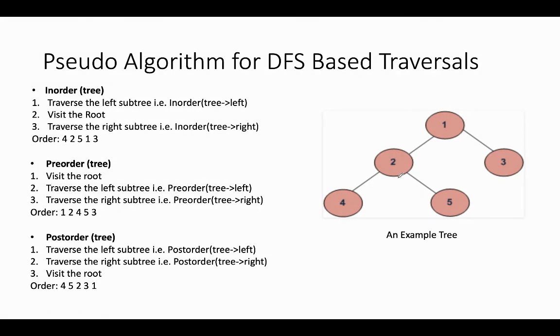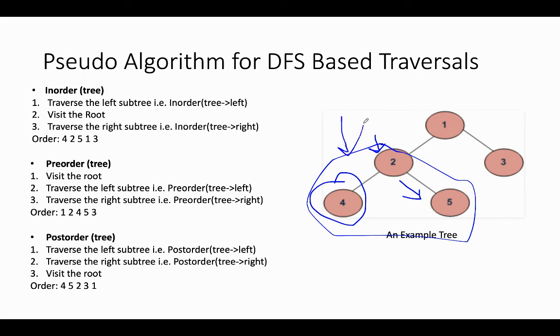Let's go through this example. First we traverse the left subtree. This is the left subtree. Within this tree, this is the root, and we traverse its left subtree. So we traverse 4 first, and then, after traversing the left subtree, we visit the root, which is 2, so 4 and then 2. Then we visit the right subtree, so 5. Once this left subtree is visited completely, we visit the root, so then comes 1, and then we visit the right subtree. Only one node is there, so we directly put 3 here.